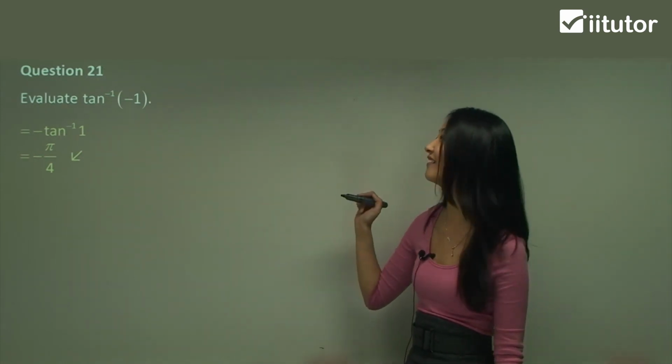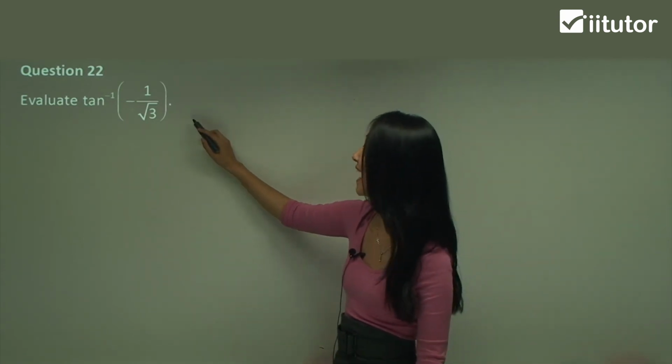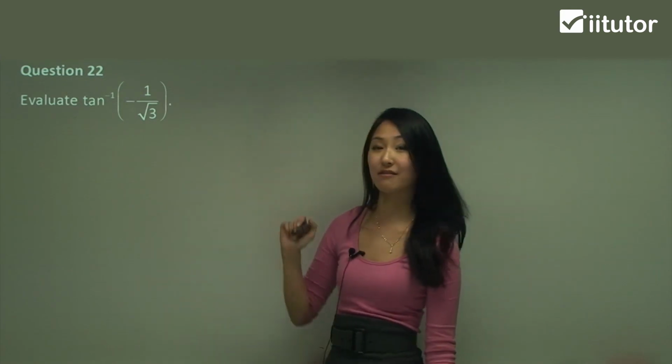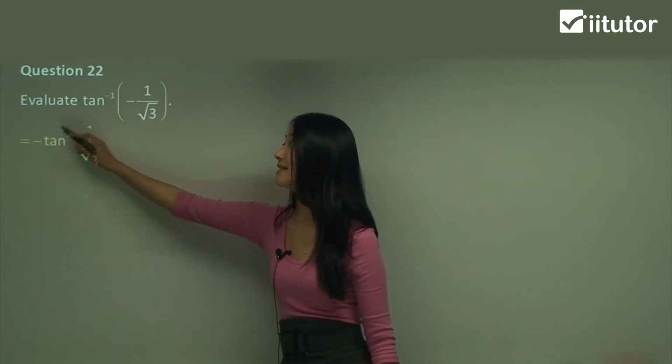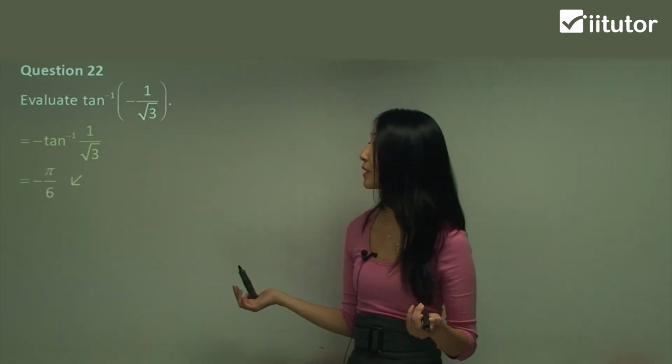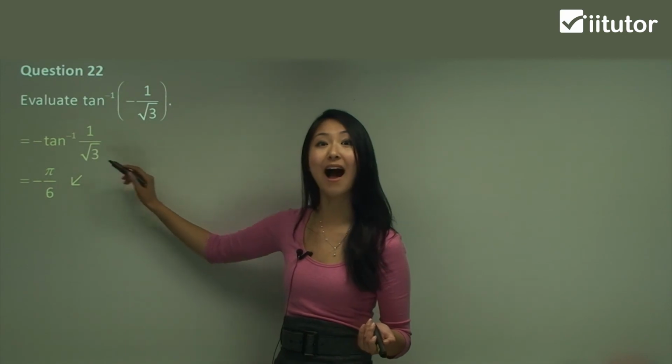Okay, moving on. So here, we want to evaluate inverse tan of -1 on square root 3. So we can just take out the negative and consider this, which we'd worked out previously to be pi on 6. So we just have negative pi on 6.